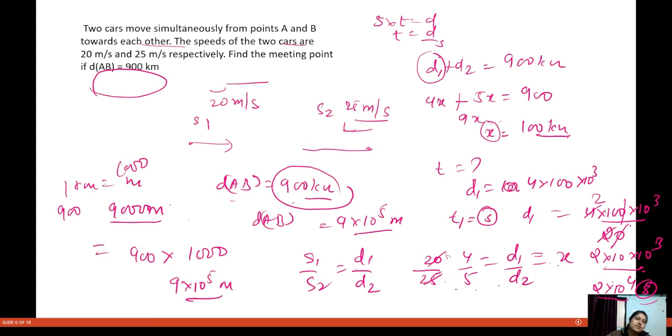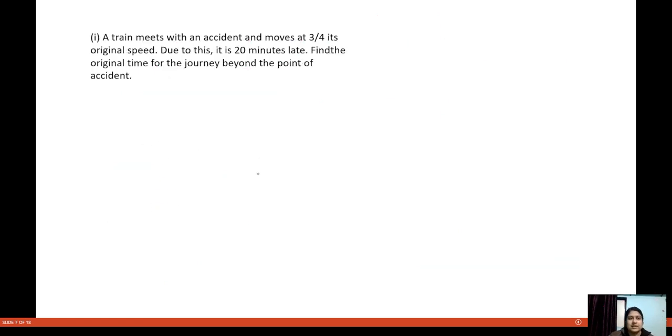Now you can obviously convert this into minutes or hours, whatever you want. But this was given in seconds, so we calculated this in seconds. If you want, you can calculate this in hours. We'll see how we'll do it.